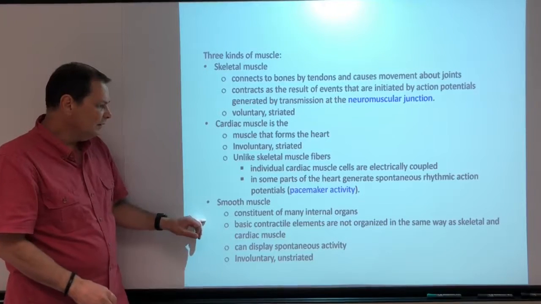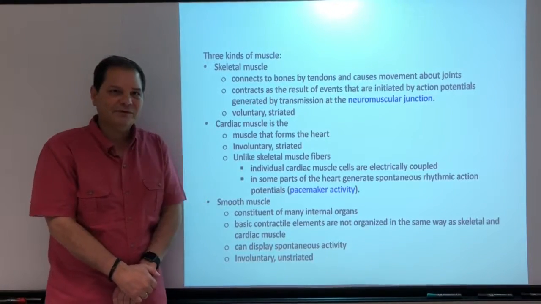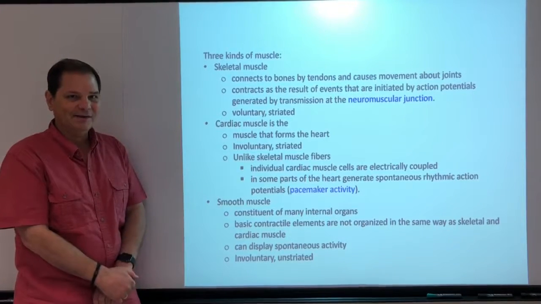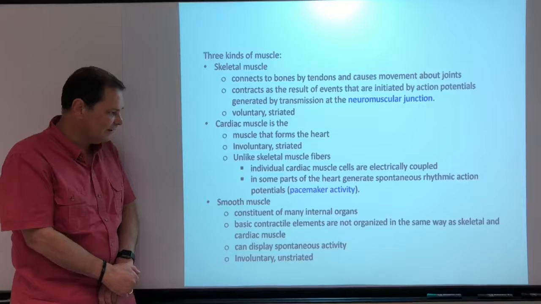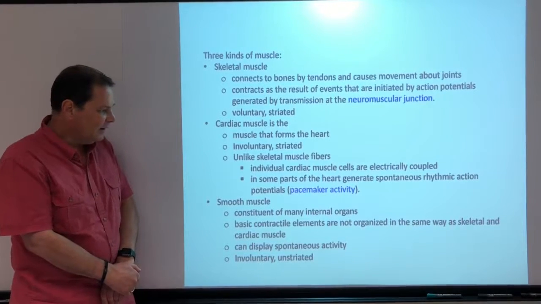Smooth muscle is a constituent of many organs. Smooth muscle is kind of tough to describe in that it's so different everywhere in the body that you end up talking about very, very general characteristics. We'll worry about that when we do the smooth muscle lesson.